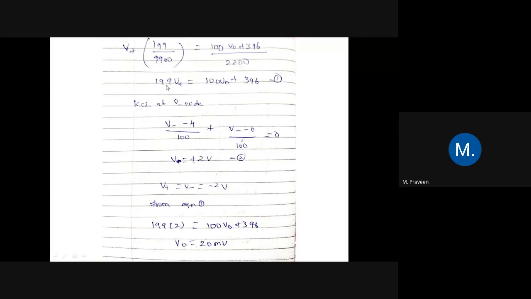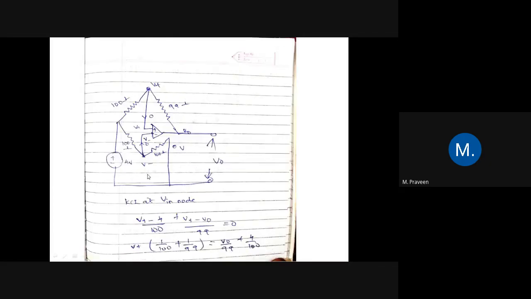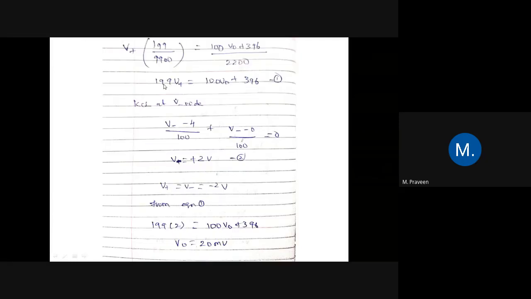If you apply for the next terminal, you'll be getting (V minus minus 4) divided by 100 plus (V minus minus 0) divided by 100. So from this equation, we got V minus. First we applied the nodal for this V plus. If you apply V plus, you'll be getting the simplified equation as 199 V plus equal to 100 V naught plus 396. This is equation 1.